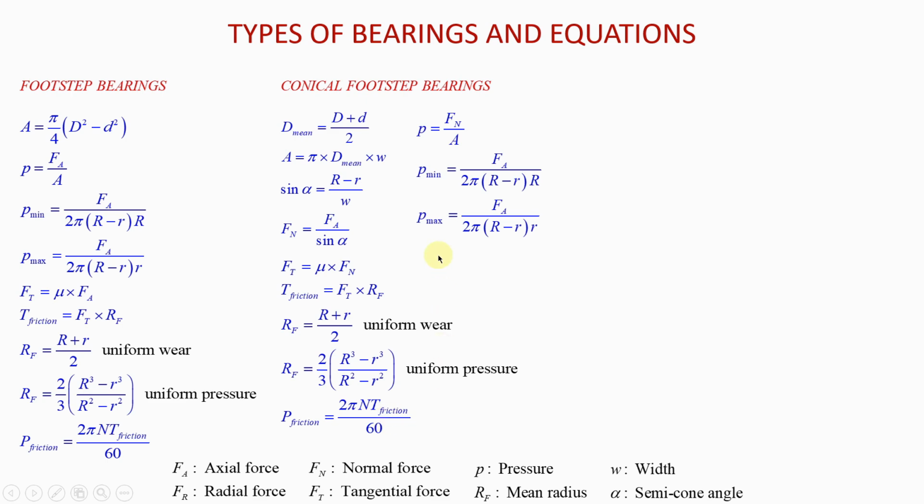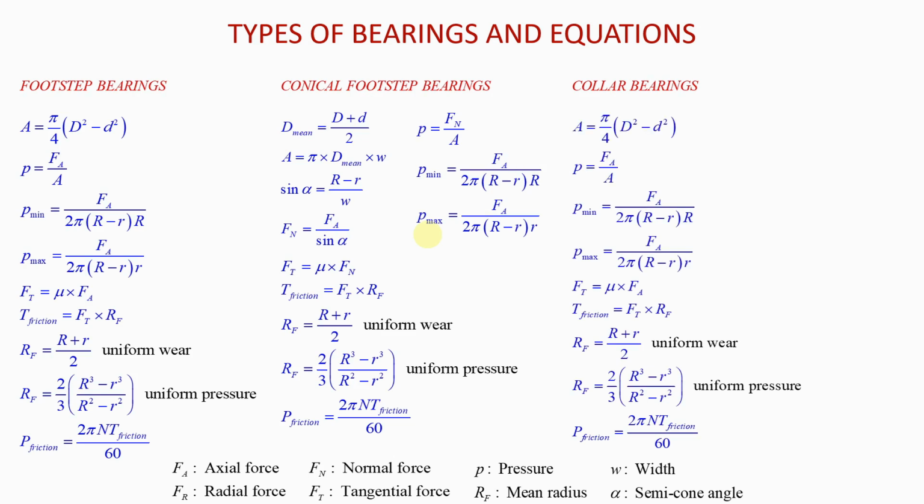And I can point out also that the minimum pressure on the surface of the bearing is given by that. The maximum pressure on the surface of the bearing is given by this, okay? Very important. These two are the same equation that you will use here also if you were dealing with a footstep bearing. And the next type of bearings that we're going to look at is the collar bearings, okay? And the equations associated with collar bearings are these, okay?